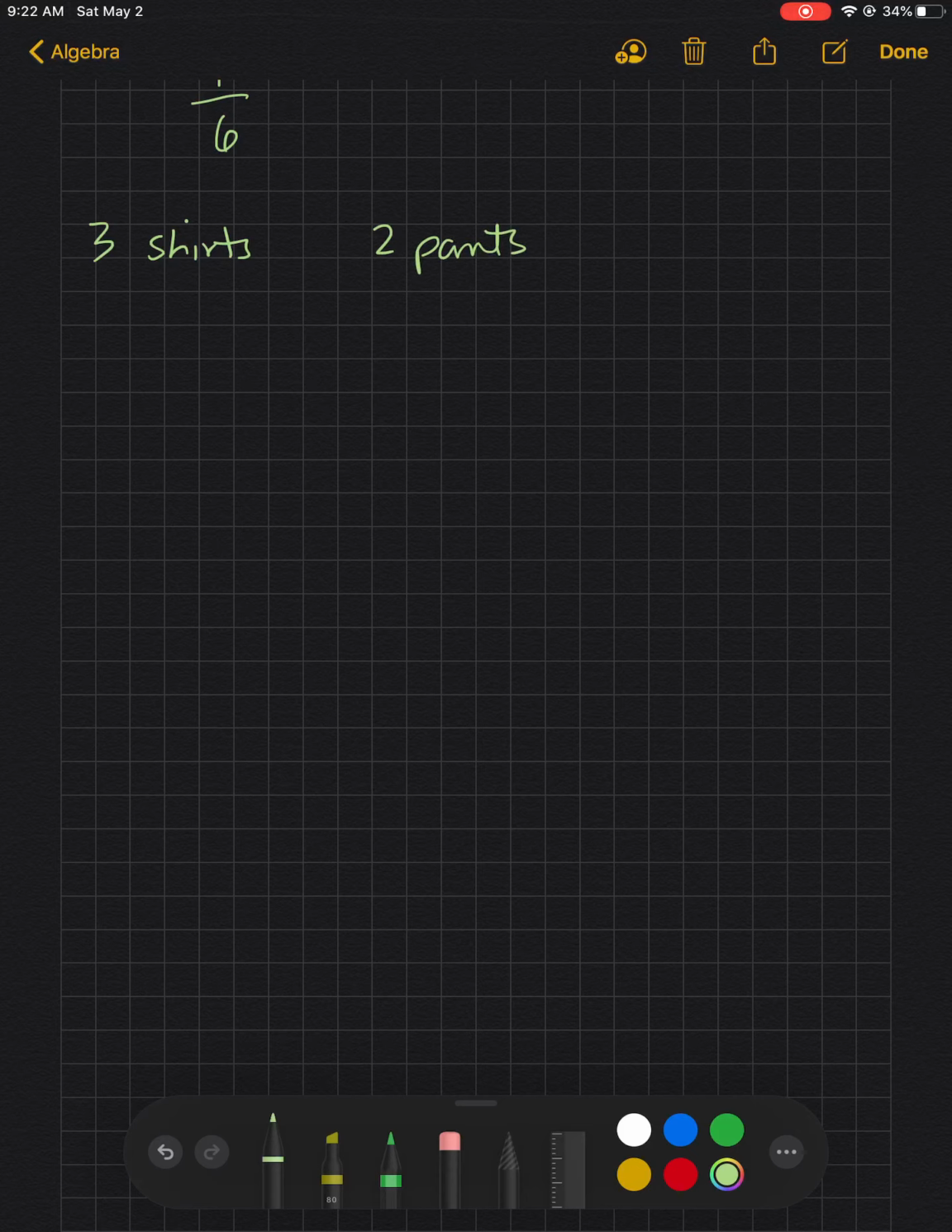Now, if you notice up here, we had 3 shirts, 2 pants. 3 times 2 is 6. And down here, we had 2 shirts, 4 shorts. 2 times 4 is 8. All right.